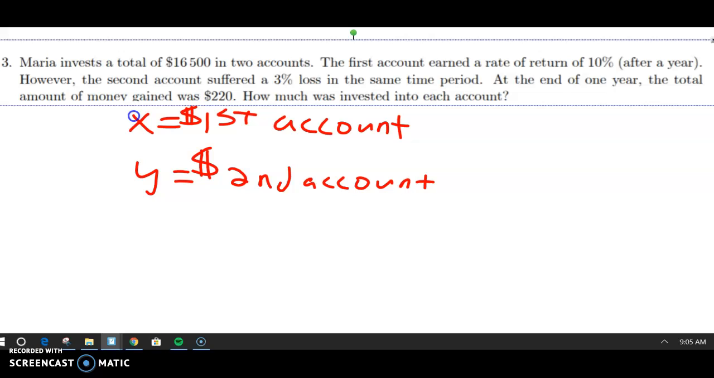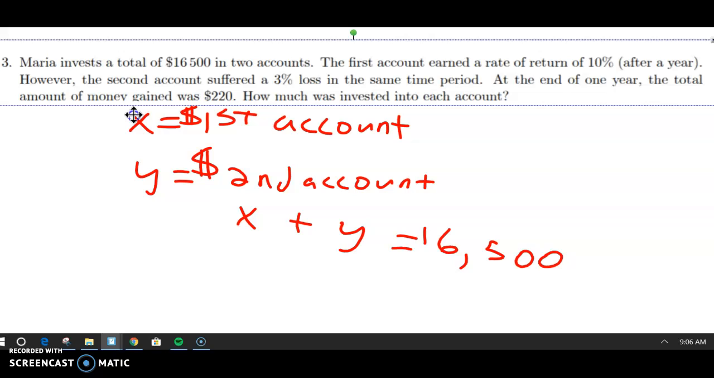All right? Now, as I look at this and think about it, I need to see what is going on in my actual problem. Okay, so I know that this is a total of $16,500 invested. So the money that's been invested is the first account and the second account, and we have to combine it or add it to get that. So we do X plus Y is 16,500. That gives us one equation.